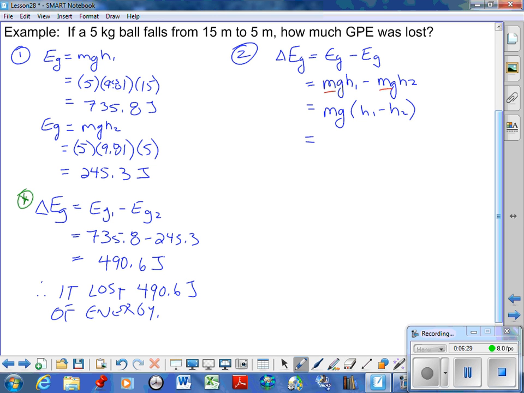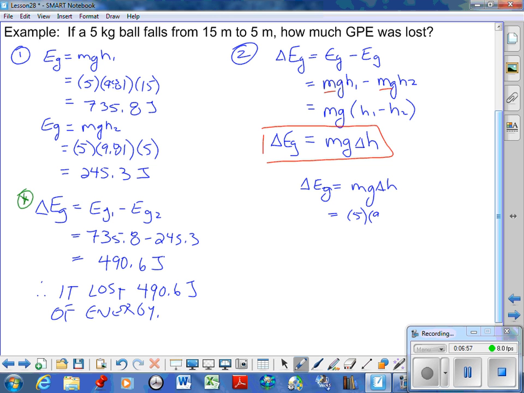What is height 1 minus height 2? How can I rewrite that? Well, that's just delta h, the change in height. So the change in gravitational potential energy, we can write this way. If you're going to answer this question with the second method, you'd be starting with what I have in the box: change in gravitational potential energy is equal to mg delta h. The mass, again, was 5. Gravity was 9.81. And delta h for this example is 15 take away 5. We end up with 5 times 10 times 9.81.